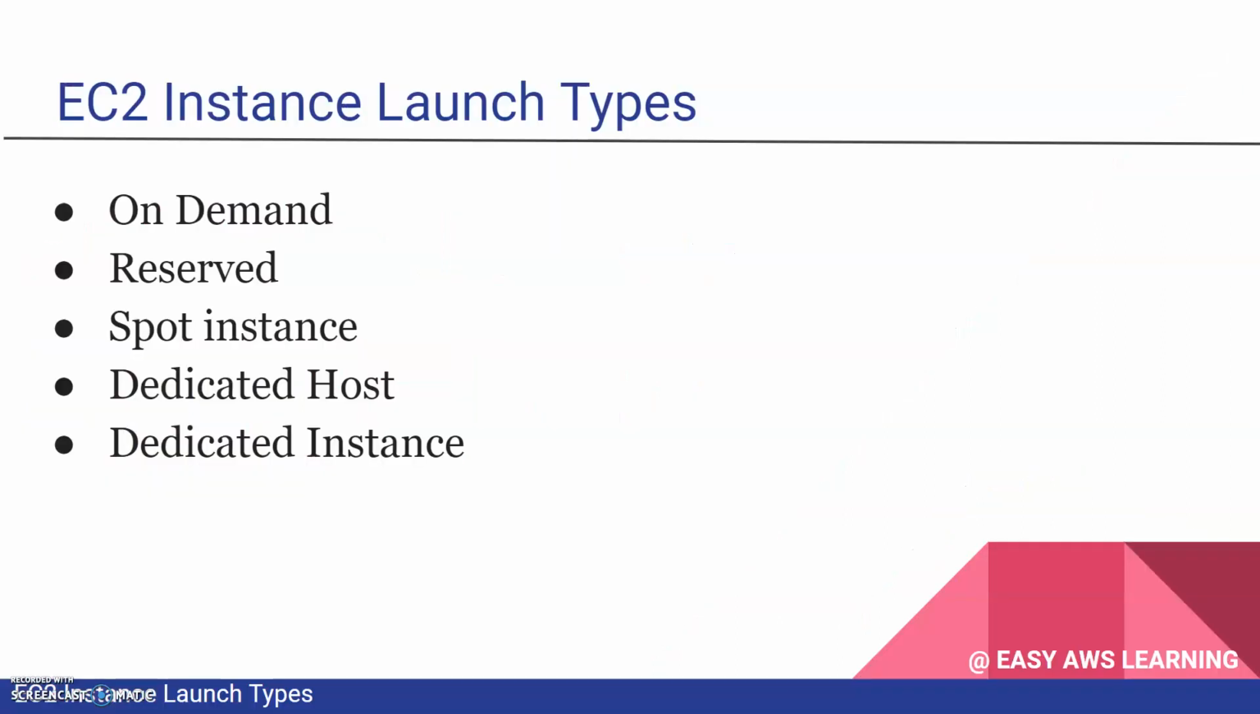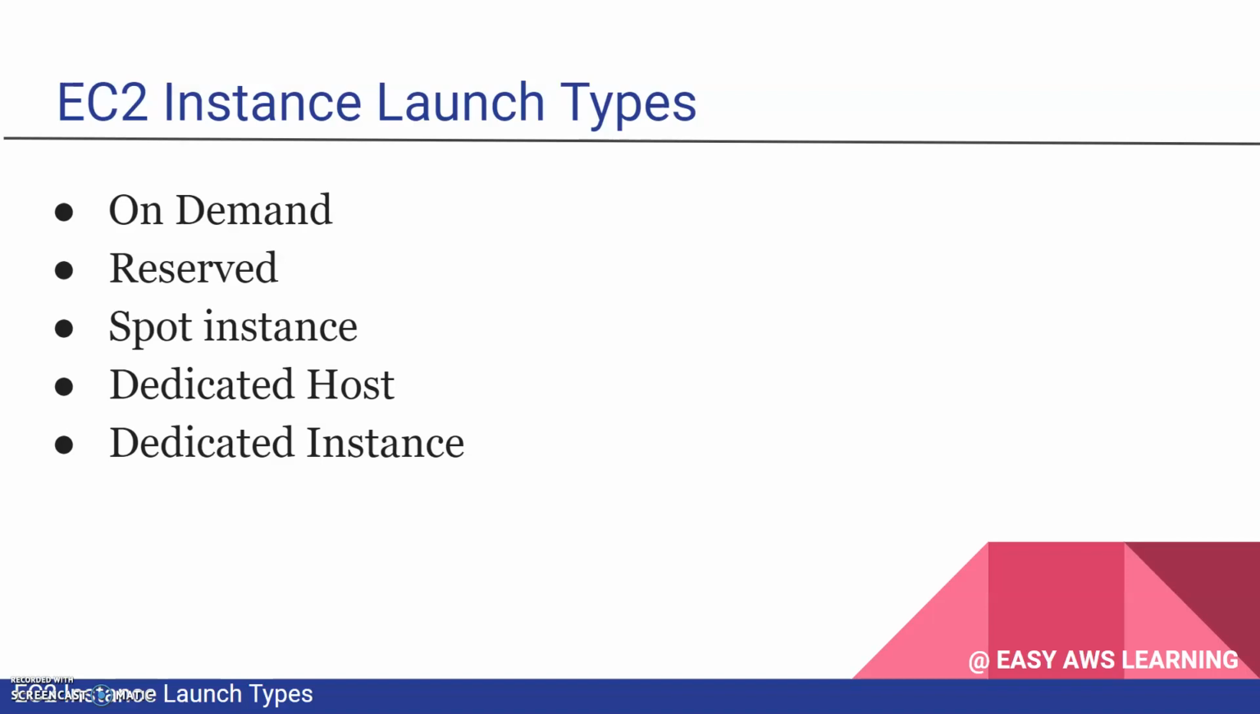There are different kinds of support AWS provides for instance launching. You can see on-demand, reserved instance, spot instance, dedicated host, and dedicated instance. All these types of instances you can create, and based on your requirement you can choose among them, and you can understand the details about which instance launch type you require for your use case.